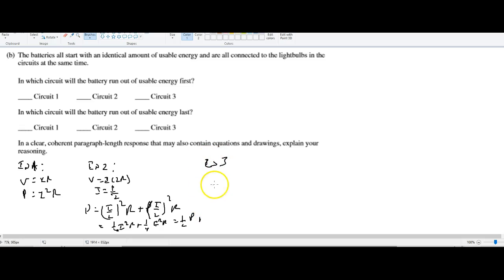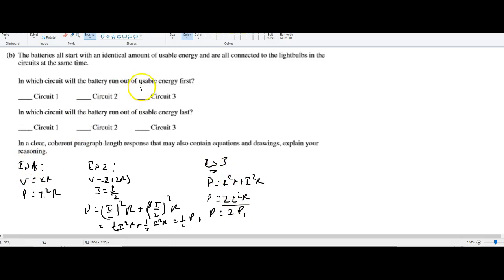And then in 3, you've got the full voltage drop across there, so both of them have the same current. So the power is going to be equal to I squared R plus I squared R. So this one's going to be using twice as much power as the other ones. So this is using twice as much as P1. So circuit 3 uses twice as much as circuit 1.